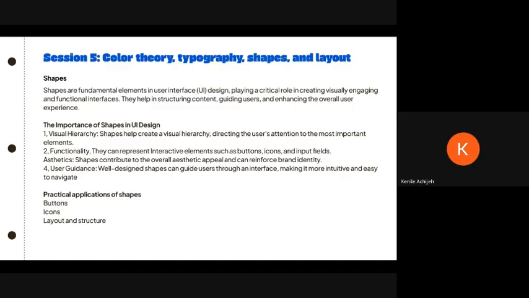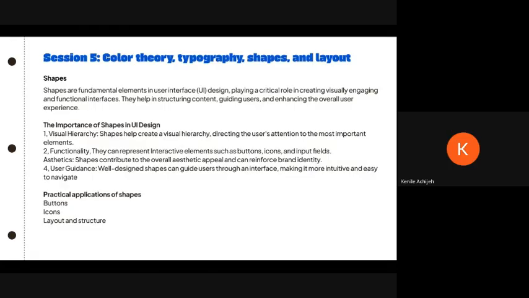Then, okay, the importance of shapes, I believe I've already said this. Visual hierarchy: shapes help to create a visual hierarchy, directing the user's attention to the most important elements. Functionality: they can represent interactive elements such as buttons, icons, input fields. Aesthetic: shapes contribute to the overall aesthetic appeal and can reinforce brand. User guidance: well-designed shapes can guide users through an interface. So that's that.